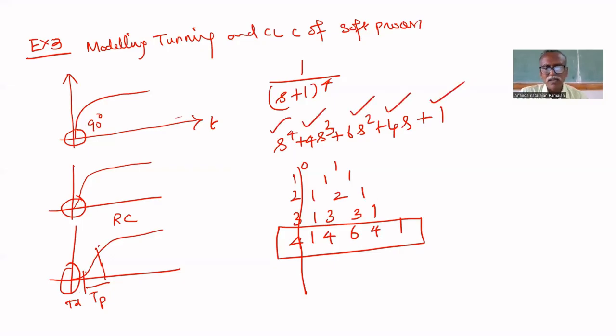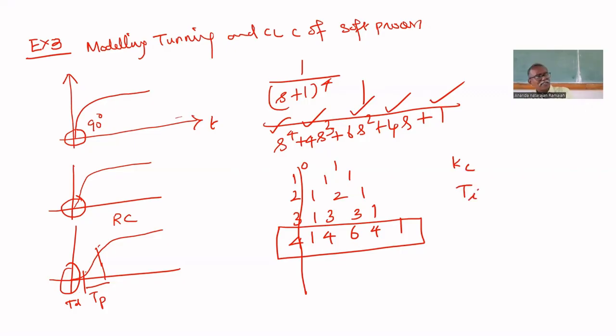This is a fourth order transfer function. Therefore, the fourth order transfer function is 1 upon this. For this, we have to do closed loop control. So to do closed loop control, we have to find Kc and Ti.